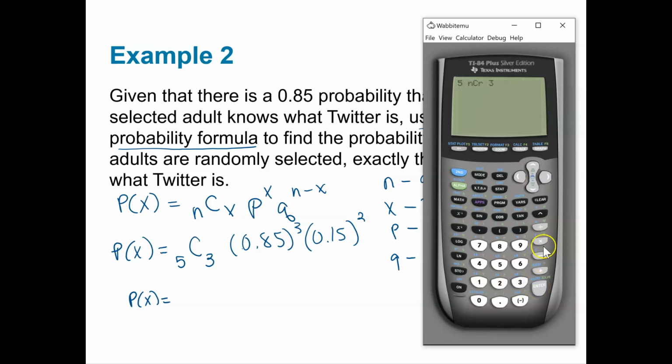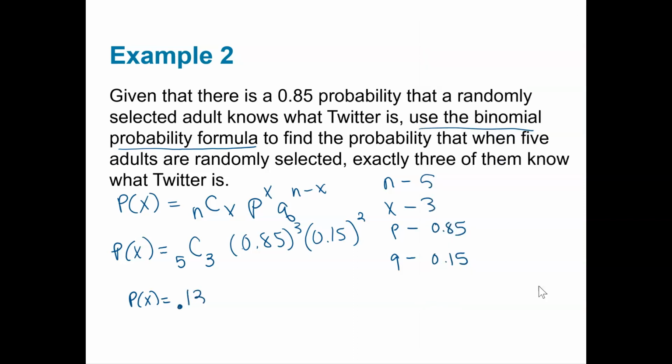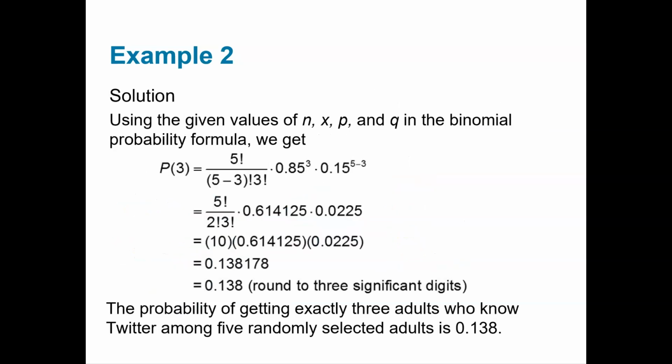Type your r. All right, so we get 10 times 0.85 to the third, times 0.15 to the second, and we get 0.138. So the probability here is 0.138. So that is one way you can figure it out. If you want to do the combination by hand, you certainly can. You don't need to use your calculator.